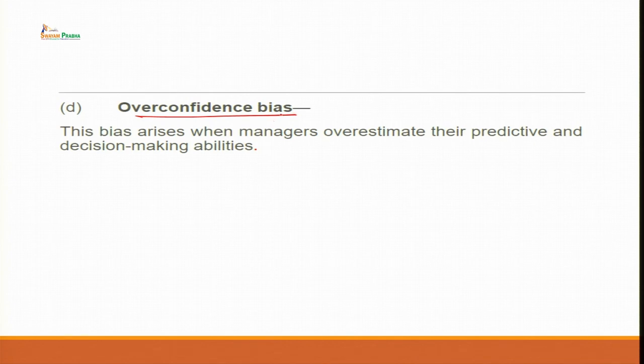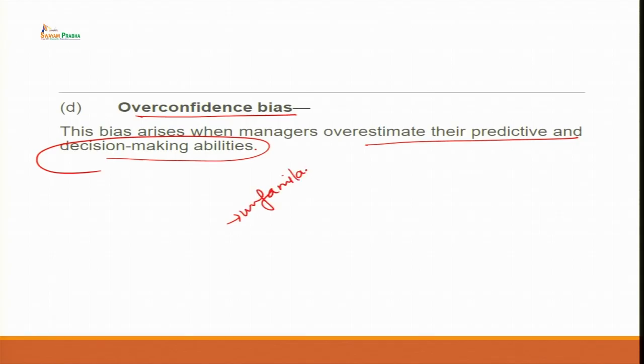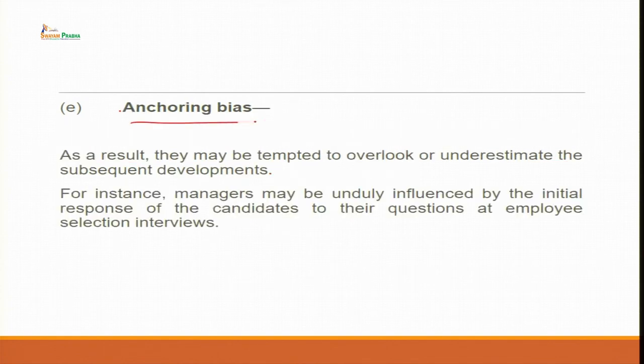Overconfidence bias. This bias arises when managers overestimate their predictive and decision making ability, which probably can be a natural aptitude of the manager. The bias is seen more when managers work in an unfamiliar environment and have no previous knowledge. In these scenarios, managers generally go for overconfidence, and this bias may lead to managers making riskier decisions when the outcome can hardly be predicted.